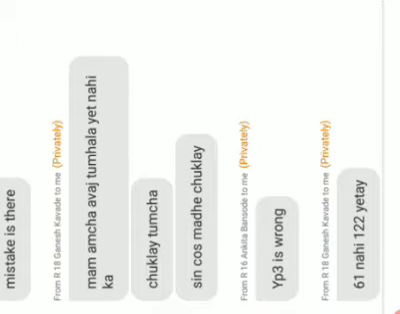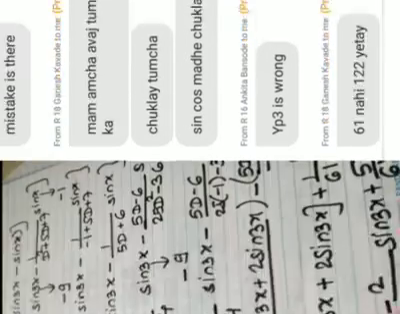Not 61, 122. Okay, that problem. 61, okay. 25 into d square. Okay, we'll check it. I'll check it. Okay, thank you. I'll check and solve.